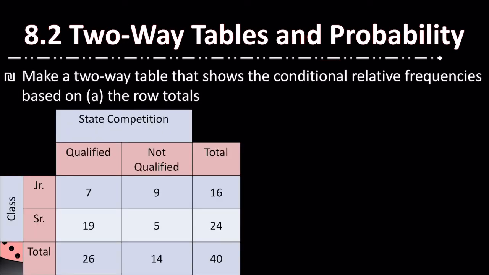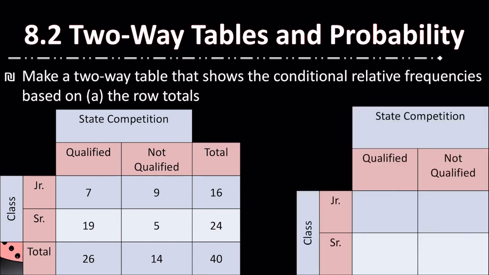For example, let's make a two-way table that shows the conditional relative frequencies based on the row totals. Okay, so I have a new chart here. Based on the row totals, the row total will be 16 here. So for the juniors, it'd be 7 over 16, which is about 0.438. And the not qualified juniors would be 9 out of 16, or 0.563. So that tells us the percents of probability that a junior qualified or didn't qualify.